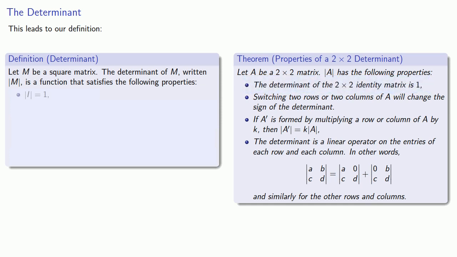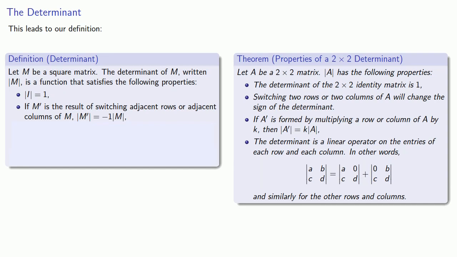The determinant of any identity matrix is 1. Switching 2 rows or 2 columns of A will change the sign of the determinant. Now, since A is a 2 by 2 matrix, this also means that the rows or columns that we're switching are adjacent. So if we want to switch rows, they should be adjacent rows. And so our definition requires that if m prime is the result of switching adjacent rows or adjacent columns of m, the determinant of m prime is minus 1 times the determinant of m.